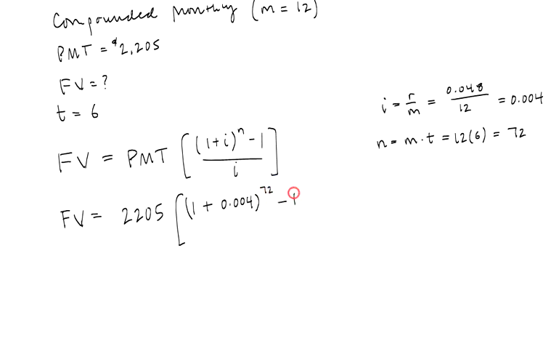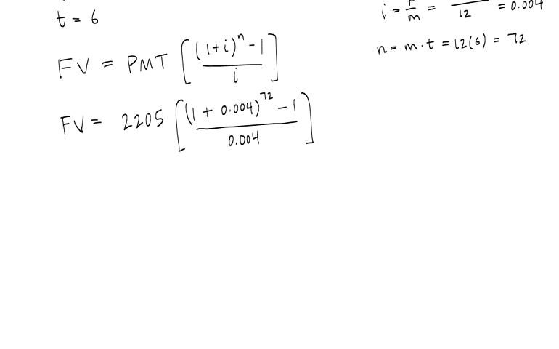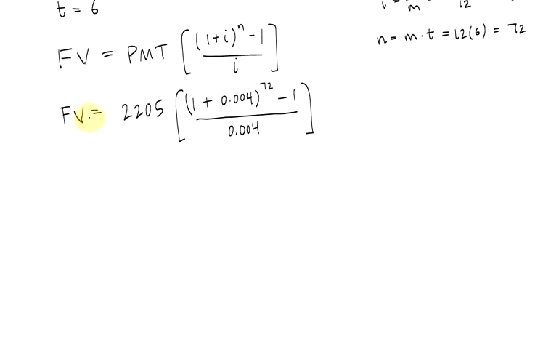And then continuing on with our formula, we subtract 1 from the numerator and divide by i. Again, we're going to use 0.004 for that value of i. Now that we've substituted all of the values into our formula except for the future value, we can simplify this right-hand side to find the future value in this case. We just want to be sure to follow the order of operations.